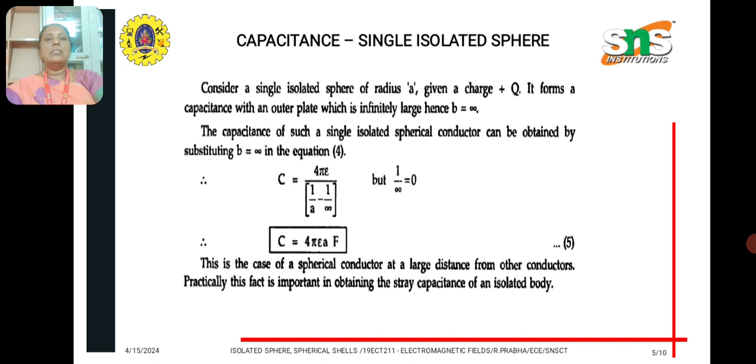So this capacitance formula becomes 4 pi epsilon naught divided by 1 by A. This A is taken to the numerator. So the final value of capacitance C for a single isolated sphere, that is with no outer sphere, or the outer sphere at infinite distance, is C equals 4 pi epsilon A farads. So in this case of a spherical conductor at a large distance from other conductors, practically this is very important because this is useful for obtaining the stray capacitance of an isolated body.